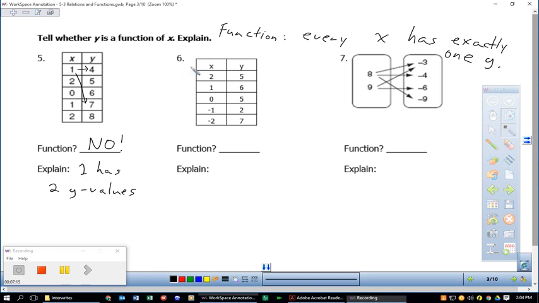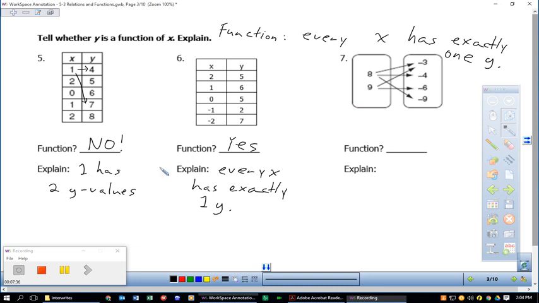Number 6, 2 is matched up with one thing, 1's matched up with one thing, 0's as well, -1 and -2. So this one is a function because every x has exactly one y. Every x is exactly one y.